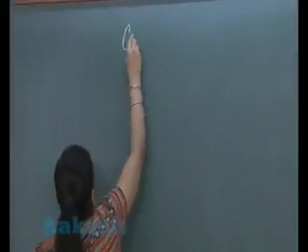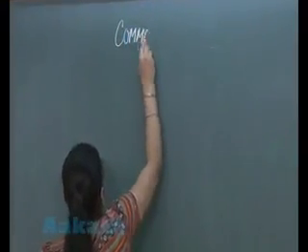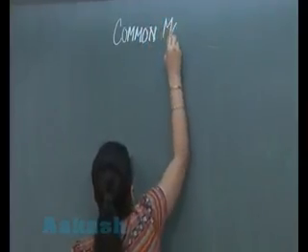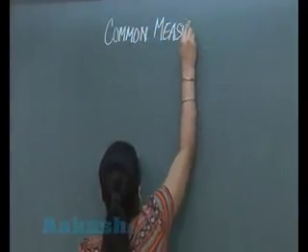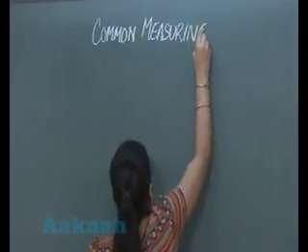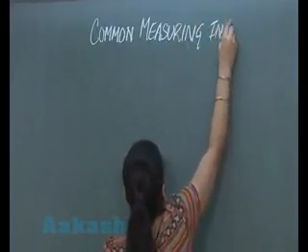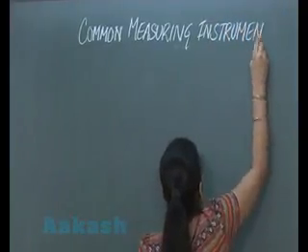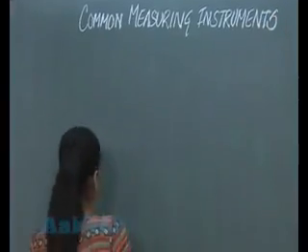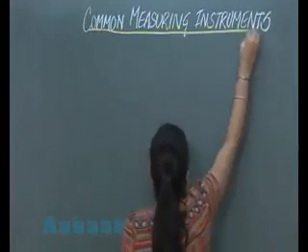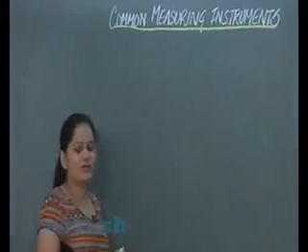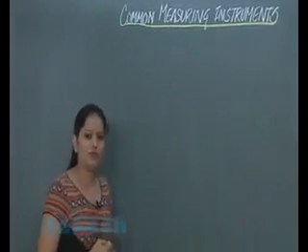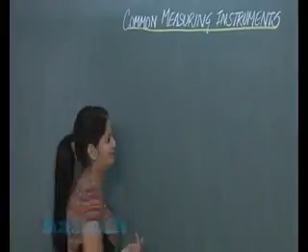Now student, let's discuss some common measuring instruments. Common measuring instruments are ammeter and voltmeter, and first we will discuss the ammeter.